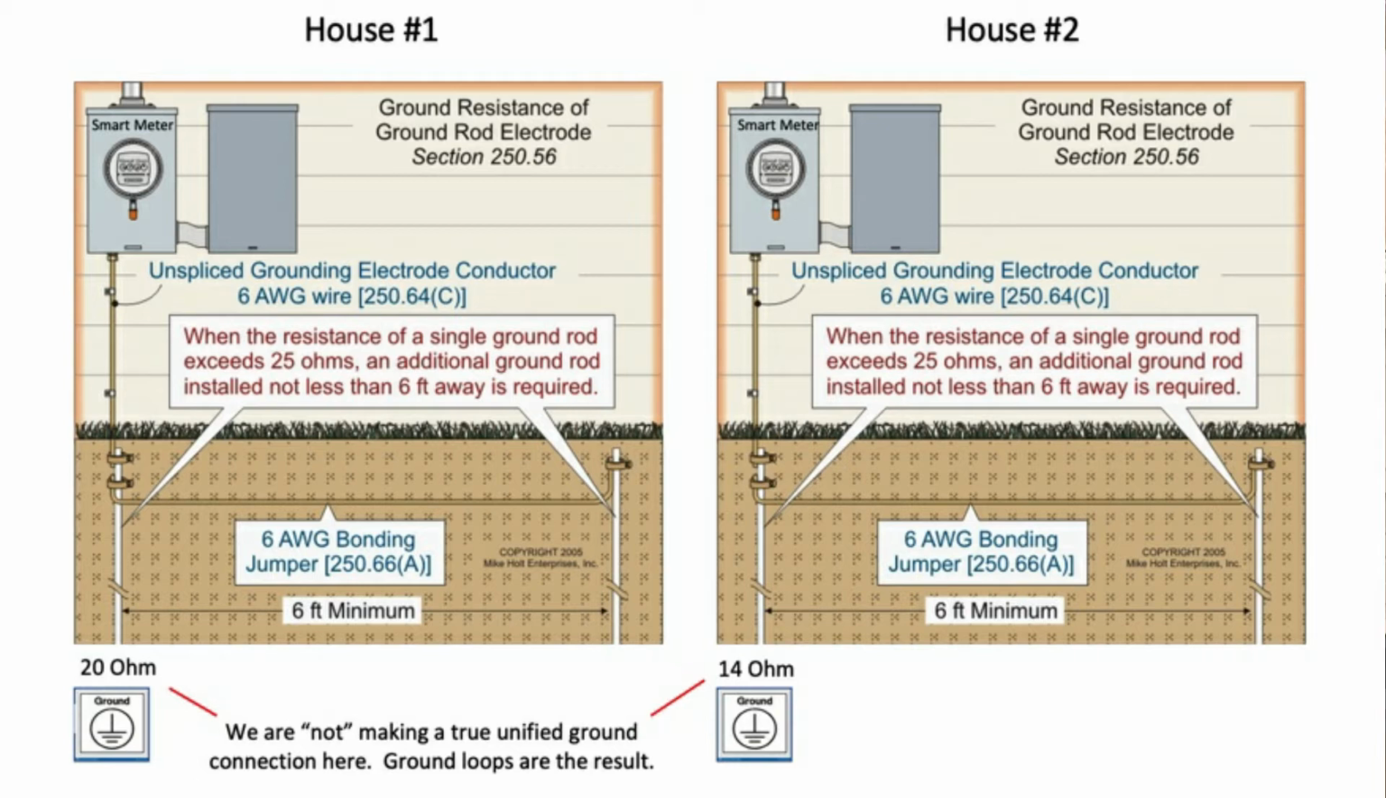So I just put a couple of values in here to give you a way to think about this. In house number 1, let's say this is my house and my ground rod, I actually achieved 20 ohms. Now if we go over to the house across the street, they have a ground rod that's driven into the earth, and say they got a little bit better than me, they got 14 ohms.